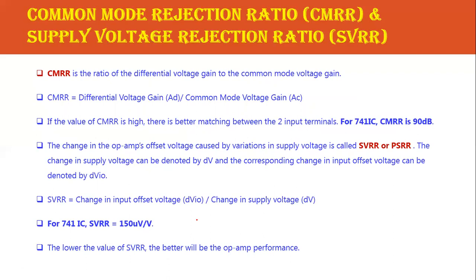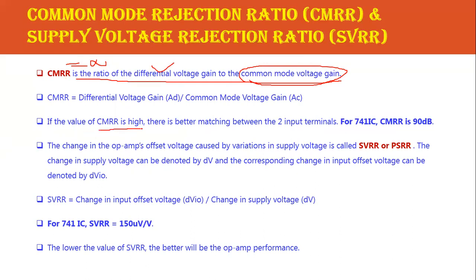Next one is common mode rejection ratio, which is CMRR, and supply voltage rejection ratio, SVRR, which we also represent as PSRR. Common mode rejection ratio is defined as the ratio of differential voltage gain to the common mode gain. As we have discussed previously, the CMRR should ideally be equal to infinity. That means the common mode gain should be almost equal to 0, and the differential voltage gain is maintained at a higher value.